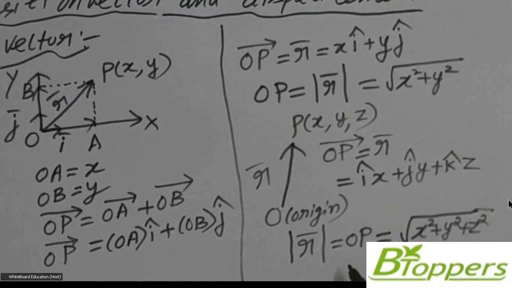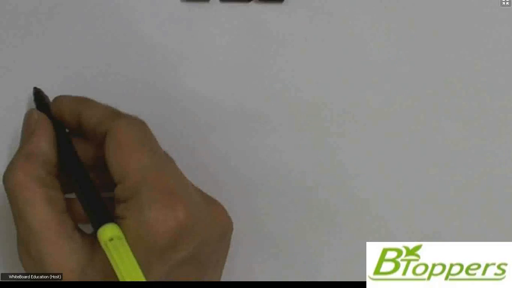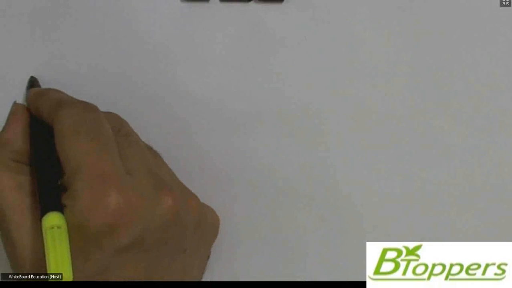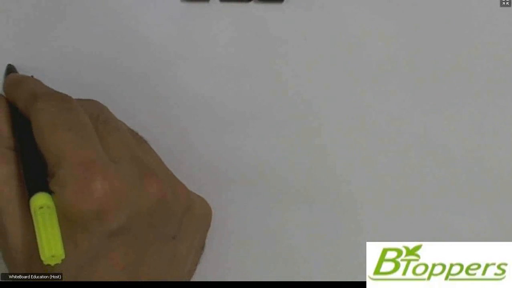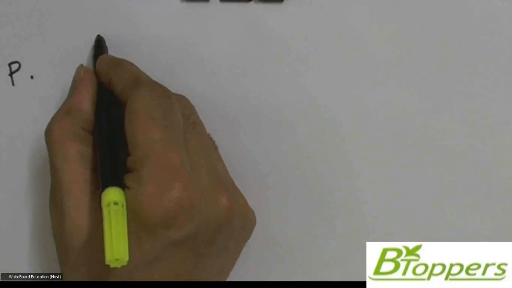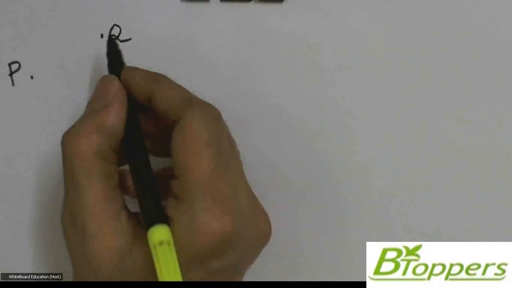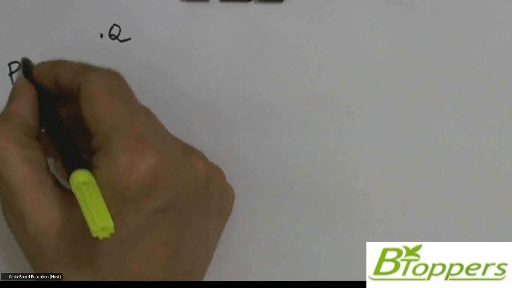Next, I am going to discuss how the displacement of a particle can be expressed in terms of the position vectors of the initial and final positions of the particle. Let us suppose a particle is displaced from a point P to another point Q.